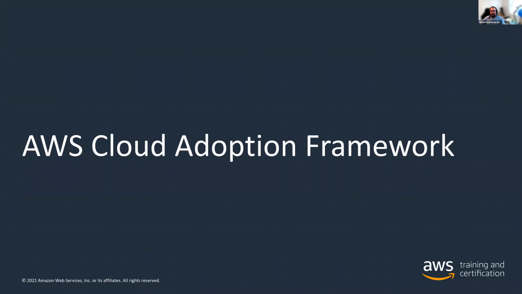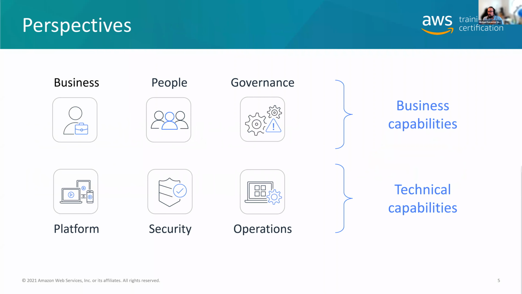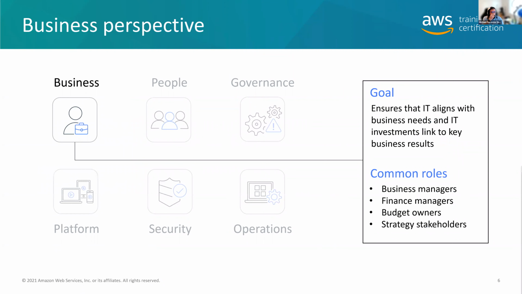First things first, let's talk about the cloud adoption framework. The cloud adoption framework basically provides guidance for how your organization can change through the cloud adoption process. So it organizes the ways of thinking about this into 6 key areas. The 6 areas are business, people, and governance, and then platform, security, and operations. So with business, the goal is to make sure that IT aligns with the business needs and that the IT investments are going to be linked out to business results. This is where your business managers, your finance managers, your budget owners, and your strategists all live.